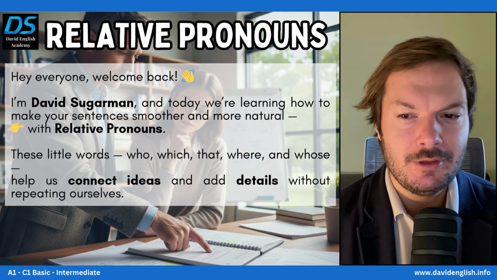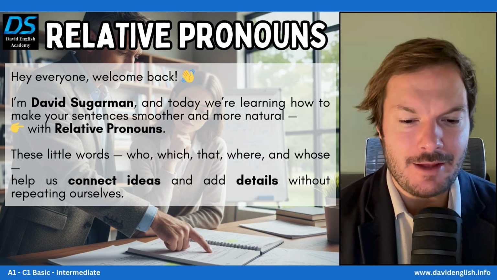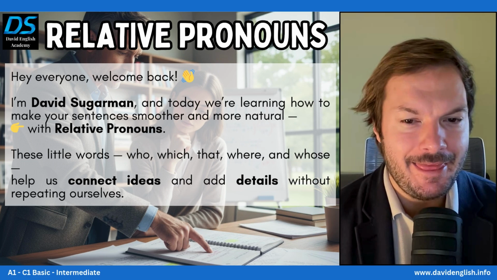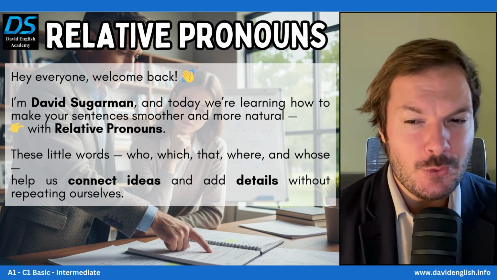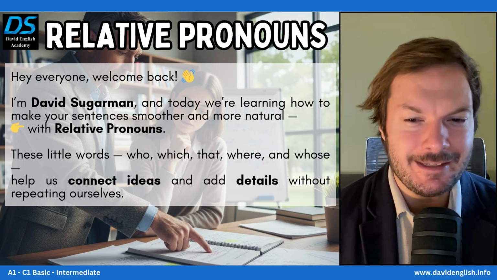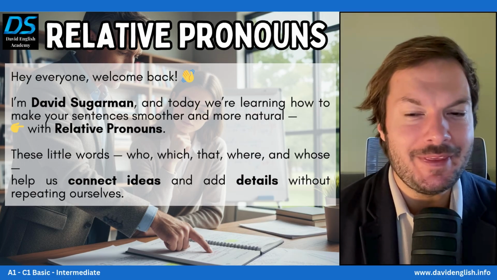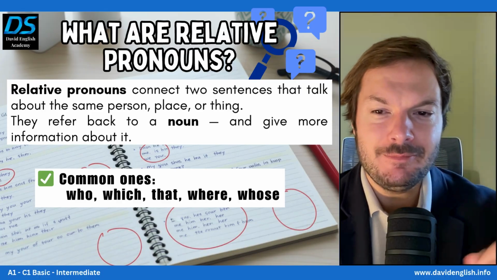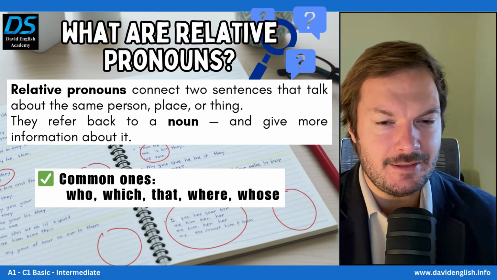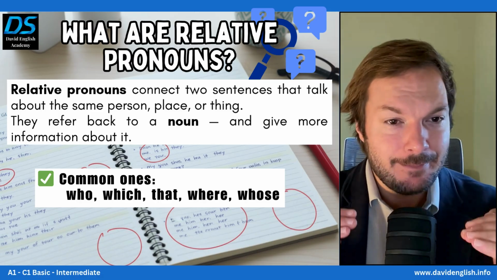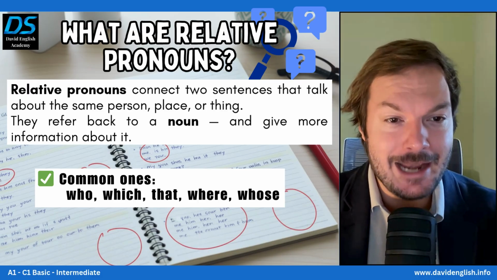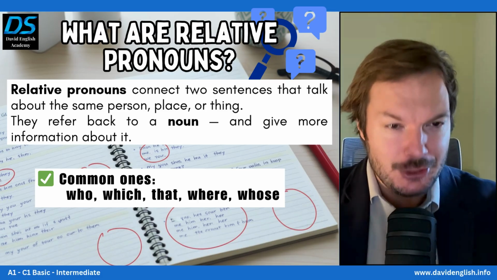Today we're learning how to make your sentences smoother and more natural with relative pronouns. These little words, who, which, that, where, and whose, help us connect ideas and add details without repeating ourselves. What are relative pronouns? Relative pronouns connect two sentences that talk about the same person, place, or thing. They refer back to a noun and give more information about it.